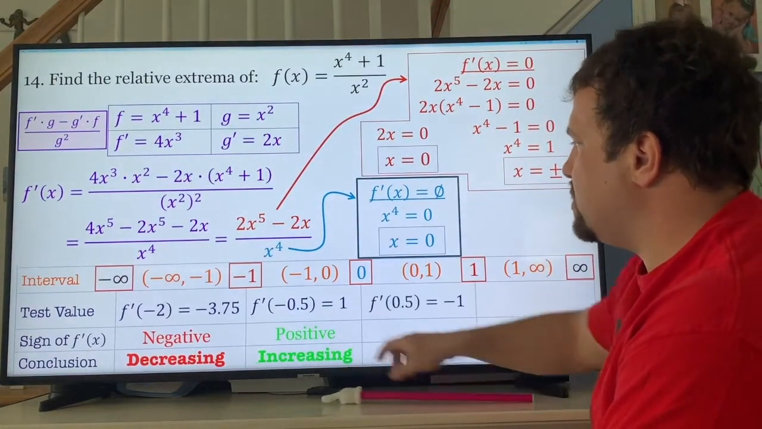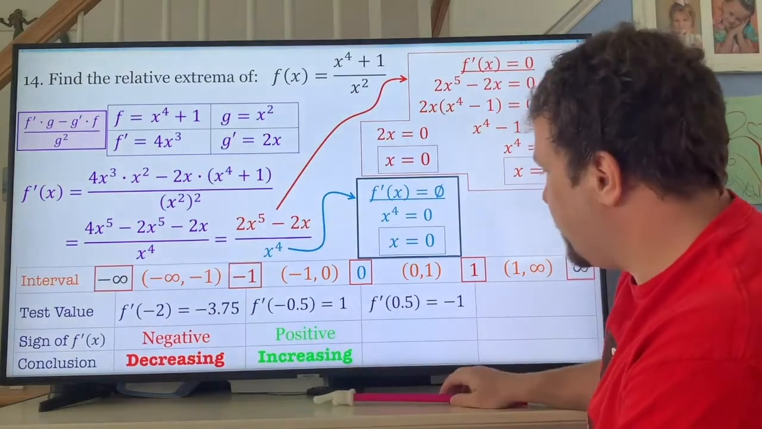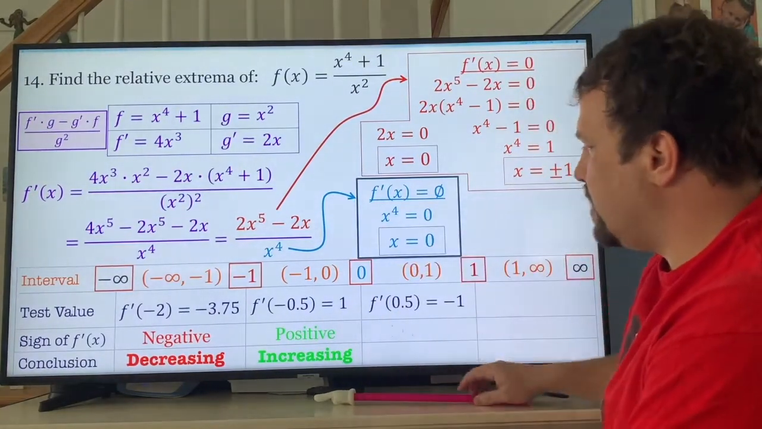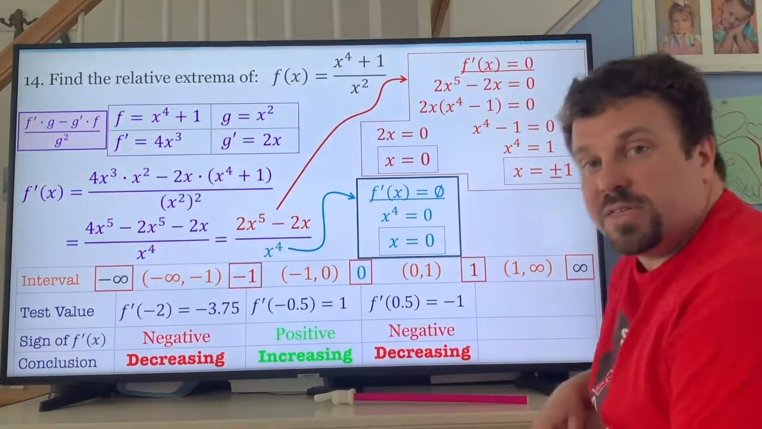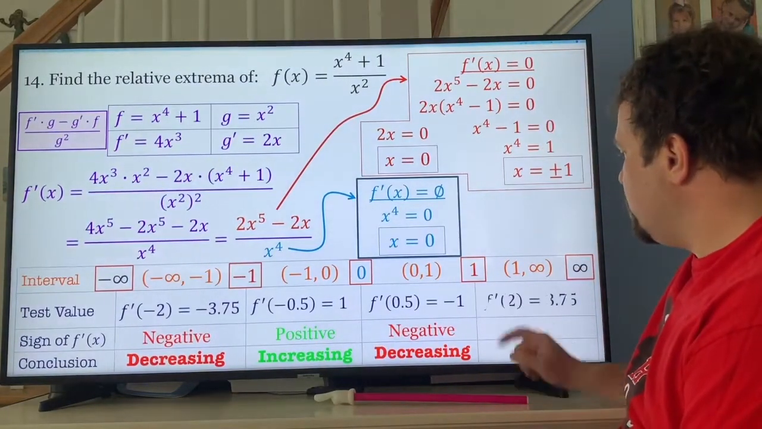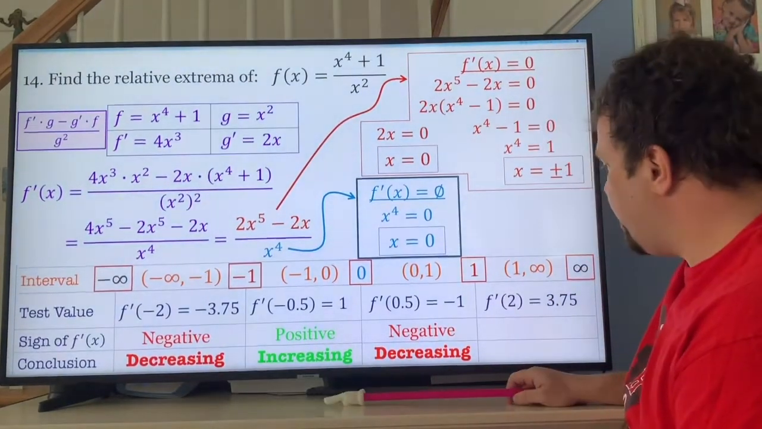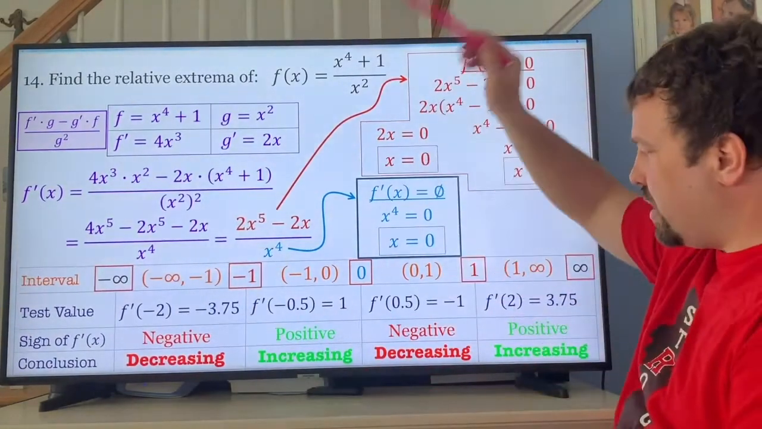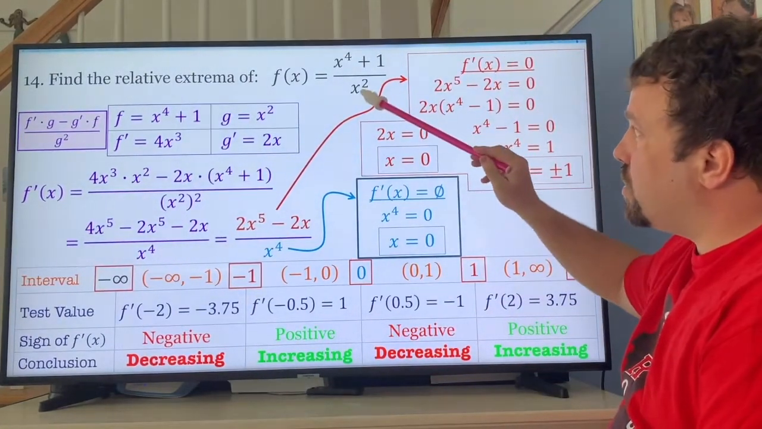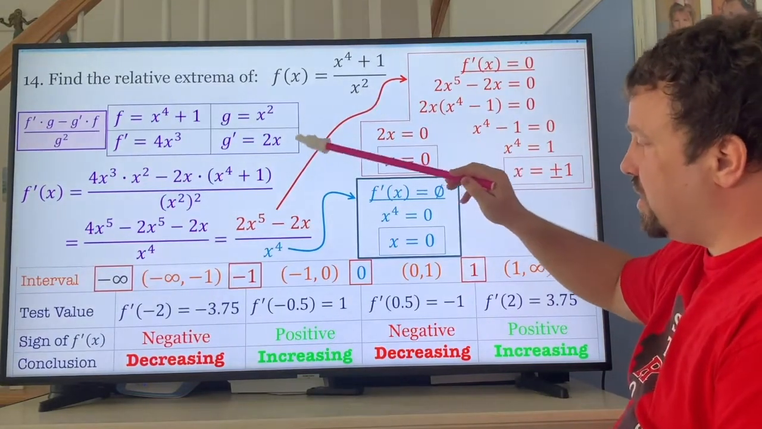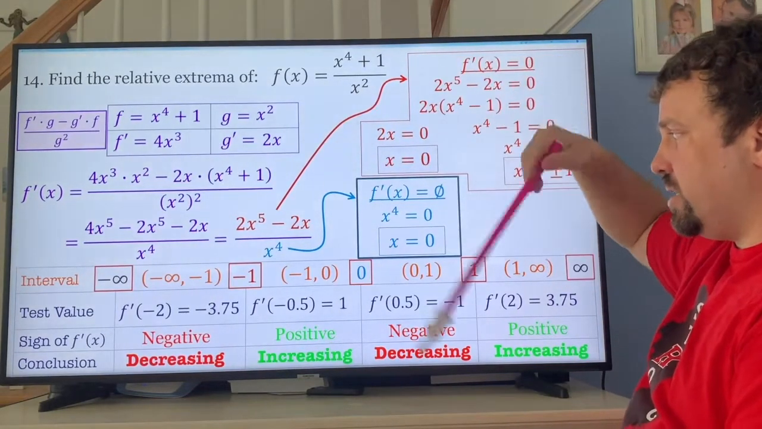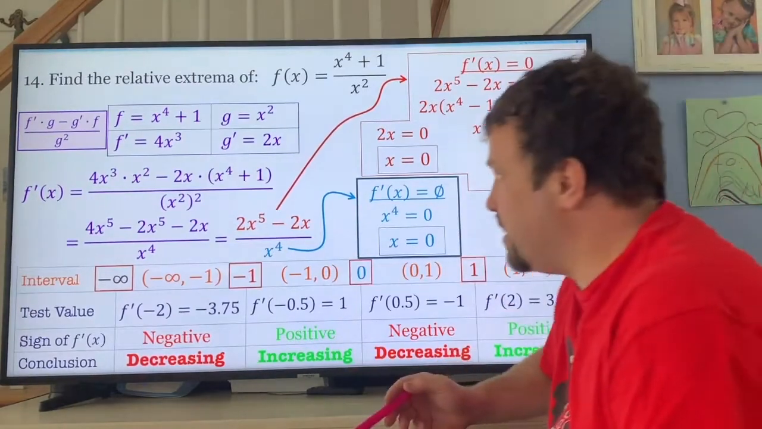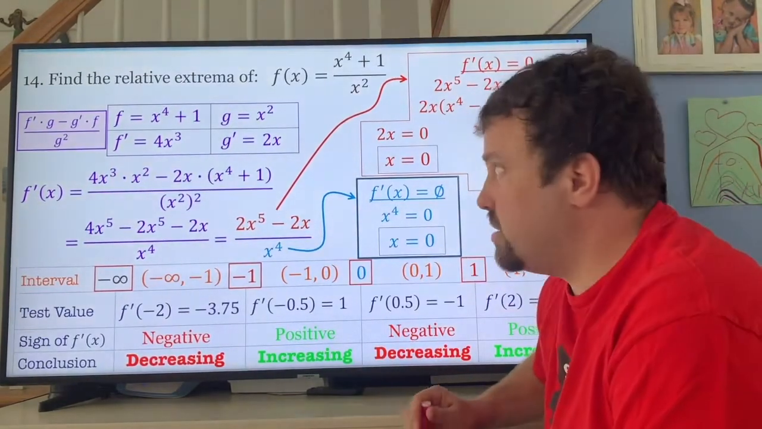Number between these, this was the -0.5, so pick a positive 0.5. Type it in here, you get -1 as an answer, a negative number, which means your graph is decreasing. 2, you get 3.75, which is a positive number, which is also increasing. So your graph is going to go down, and up. All right, there's also an asymptote at 0. So at 0, there's actually no extrema. It's just a vertical asymptote.